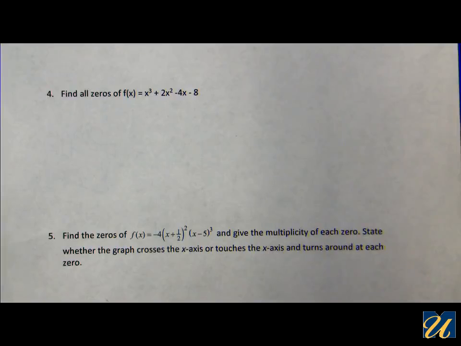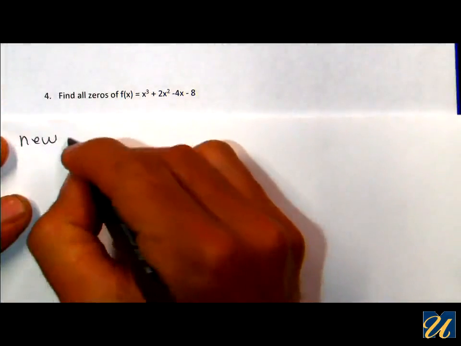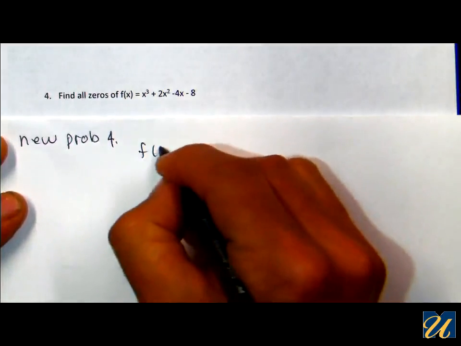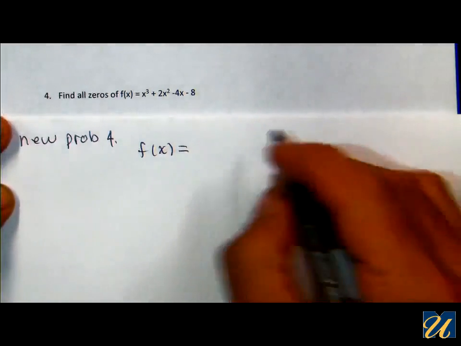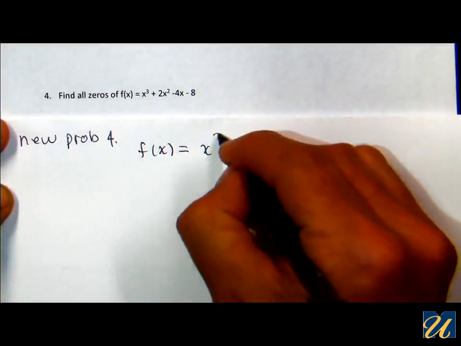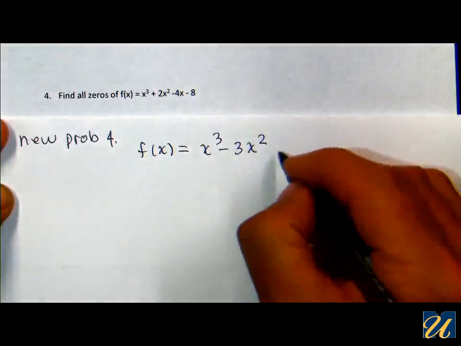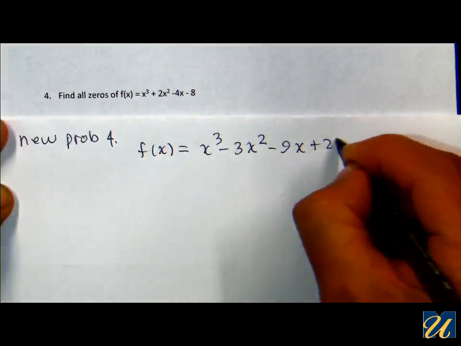Find zeros of the polynomial function. Okay, this was the one on the PowerPoint slide. So let's do one that's slightly different here. Let's do a new problem number 4. New problem 4. Let's take f of x to be, let's see, something similar but different. How about x cubed minus 3x squared minus 9x plus 27.